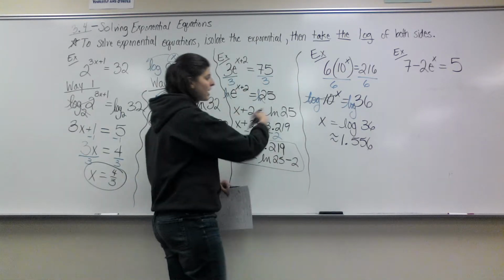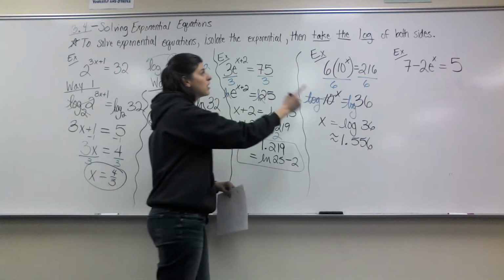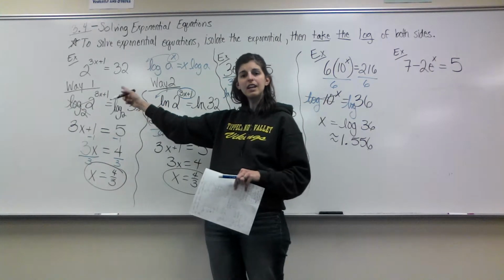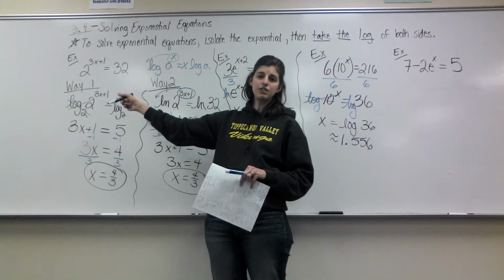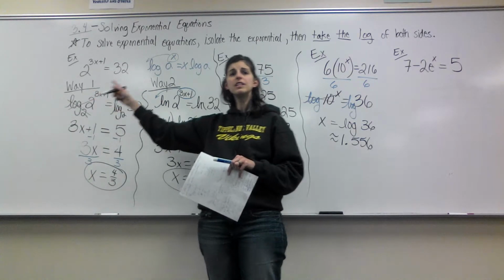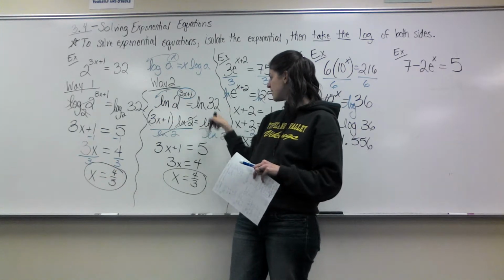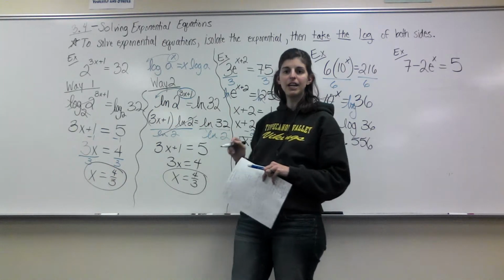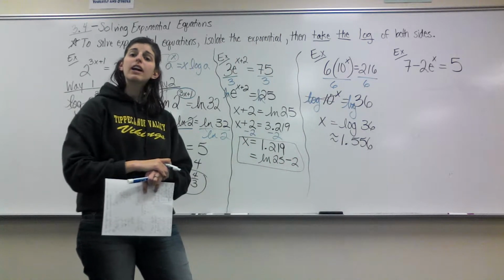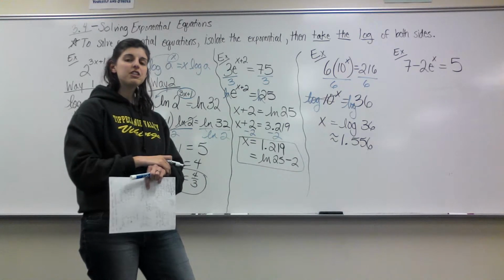Two examples right here that are fairly similar, different numbers, and one base e and one base 10. Again, if you have a base other than e or 10, you have choices. You can take the log base, the same thing as the exponent, or you can take the log base 10 or base e and have the change of base theorem built into the problem like this. All right, let's try one over here. This one's the more complicated one of the solving exponential equations examples.